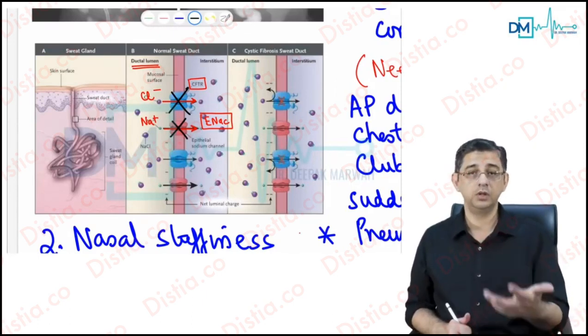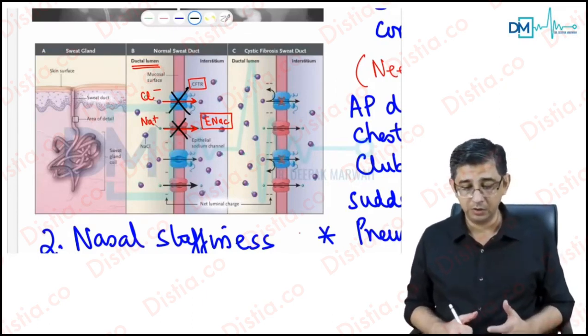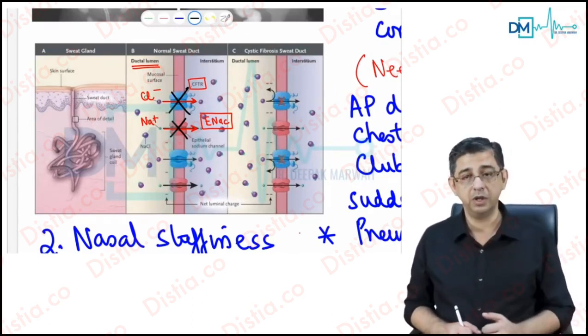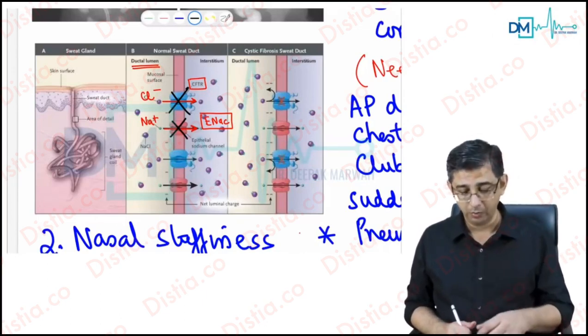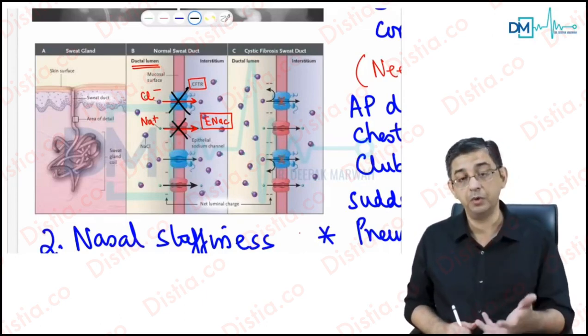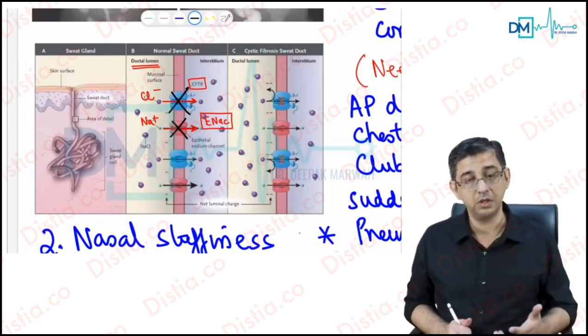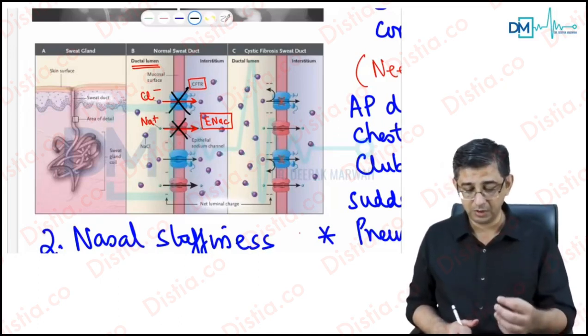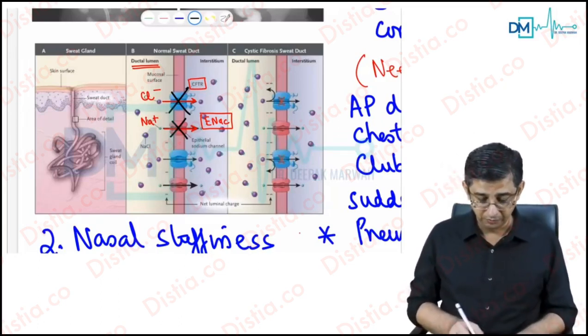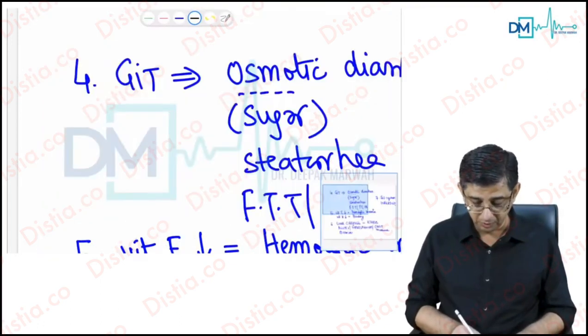Like, if you Google the word cystic fibrosis, a lot of these websites, non-medical websites, I would say, use the word salty baby syndrome. Why? Because there's more salt, that is more sodium, in the sweat of this child. So when the mother kisses the child, she finds the texture of the skin relatively salty. So therefore, I come to the eighth manifestation of the disease.